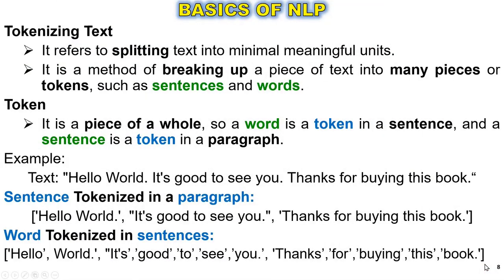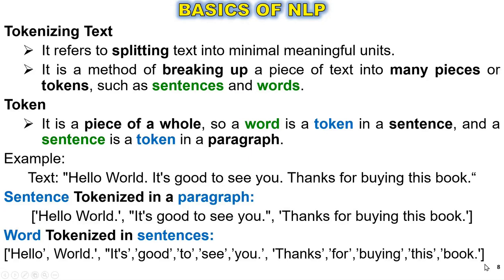Tokenizing text refers to splitting text into minimal, meaningful units. It is a method of breaking up a piece of text into many pieces or tokens, such as sentences and words. The word token is a piece of a whole, so a word is a token in a sentence, and a sentence is a token in a paragraph.